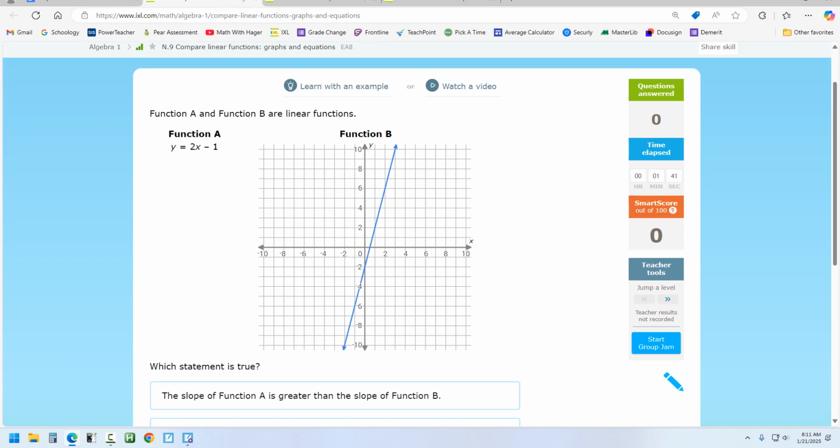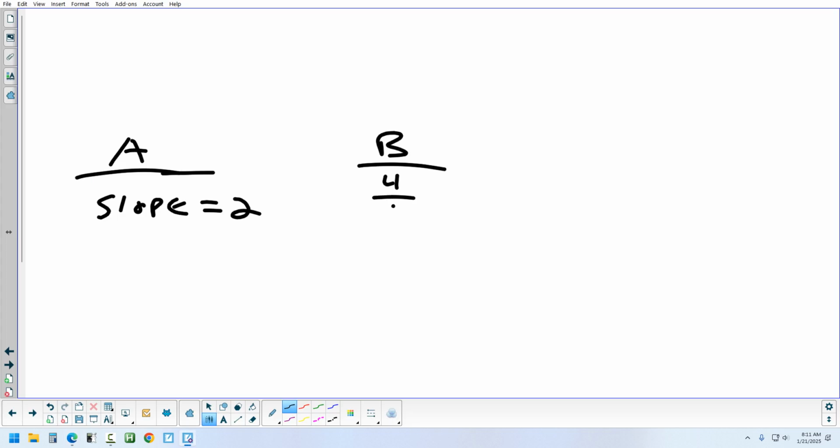Okay, so looking at this one, looks like if I pick the point 1, 2, right there, and then I pick the point 2, 6, I can count my slope. So it looks like I go up 1, 2, 3, 4, and I go over 1. So my rise is 4, and my run is 1. When I reduce that, what's my slope? 4 over 1 reduces to? Yep, perfect. Okay. So we know the slope of A is 2, and the slope of B is 4.